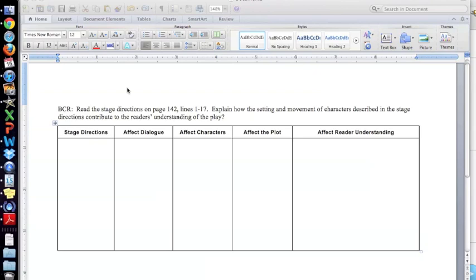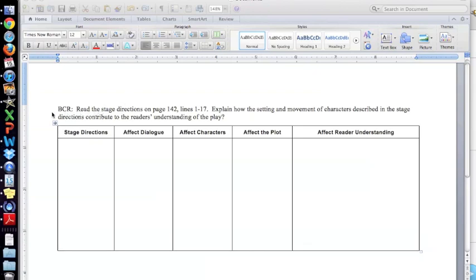Okay, right now what we're going to do, in answering this BCR question, is try to figure out how to go from reading the text to going to our graphic organizer. So right in front of us you can see the graphic organizer. But first thing we want to do, before you even read the text that it's asking us to read, is read the BCR question.